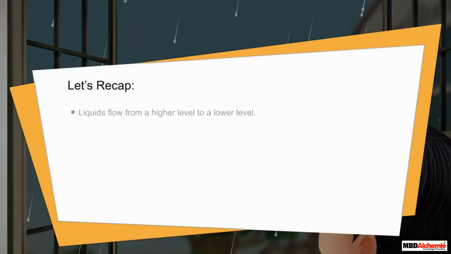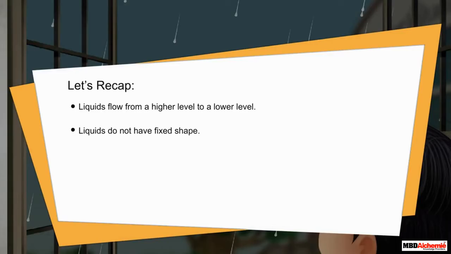Let's recap. Liquids flow from a higher level to a lower level. Liquids do not have fixed shape. Liquids have a fixed volume.